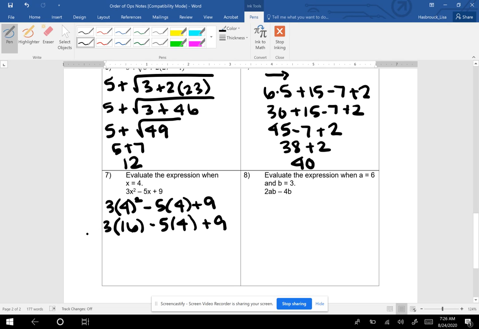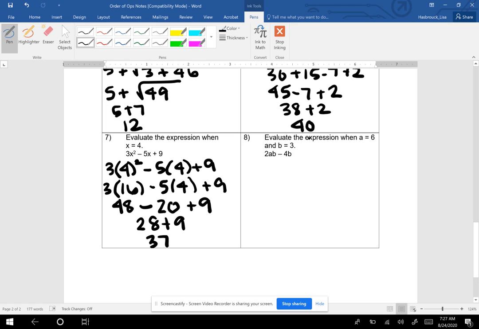Now I can do multiplication. 3 times 16 is 48. Minus 5 times 4 is 20 plus 9. 48 minus 20 is 28. And 28 plus 9 is 37.